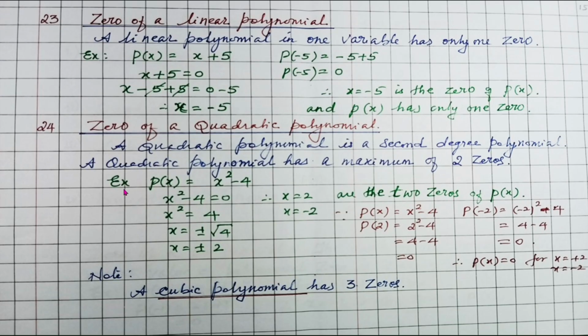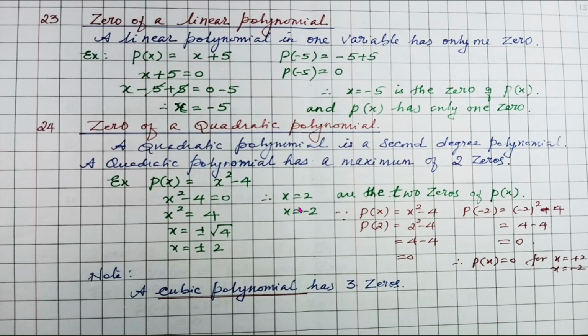Let us take an example. P of x is equal to x square minus 4 is a second degree polynomial. That means now to find the zeros, equate this polynomial to 0, because the value of the polynomial has to become 0. X square minus 4 is equal to 0, x square is equal to 4, x is equal to plus minus root of 4, therefore x is equal to plus minus 2. That means we have got two values of x here, x is equal to 2 and x is equal to minus 2. So if I put x is equal to 2 here, it becomes 0. If I put x is equal to minus 2 here, it becomes 0. Therefore, x is equal to 2 and x is equal to minus 2 are the two zeros of a quadratic polynomial.